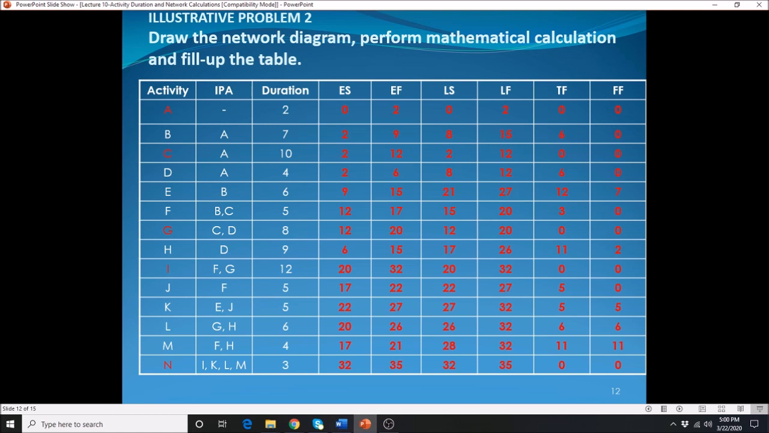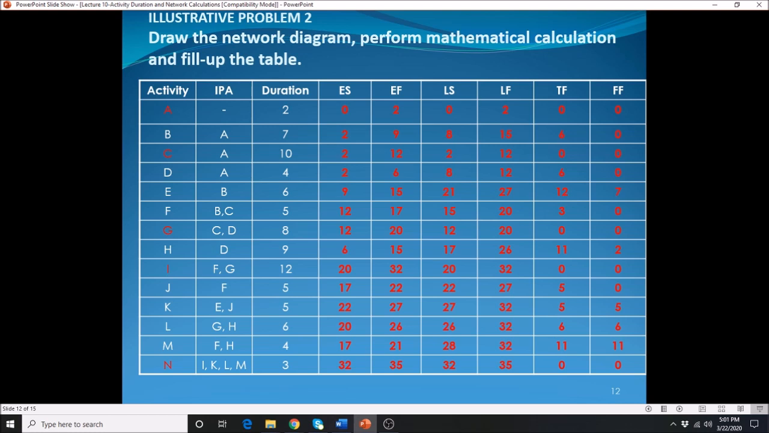The next thing is that in every given network diagram, there must always be a critical path. How do you determine if a particular activity is critical? The numbers at the top and at the bottom are the same. The next thing to keep in mind is the total float and the free float. For every critical activity, the TF and the FF are zero.